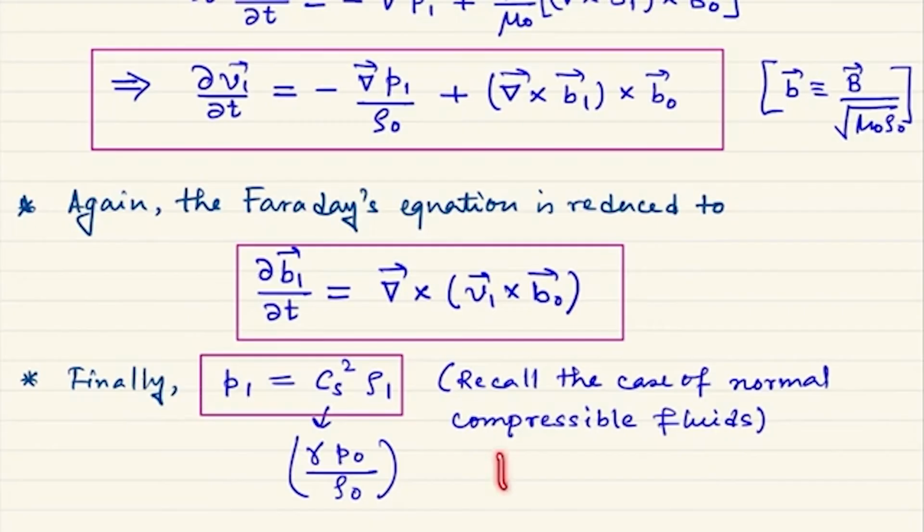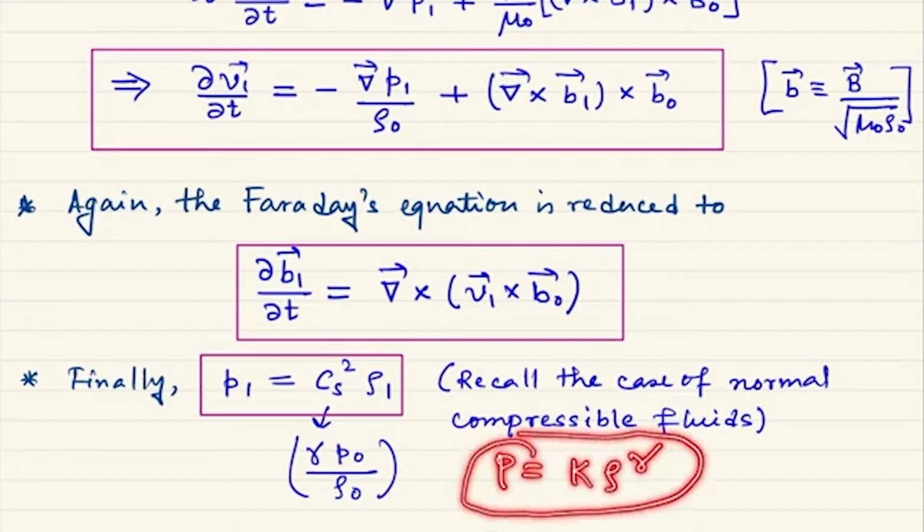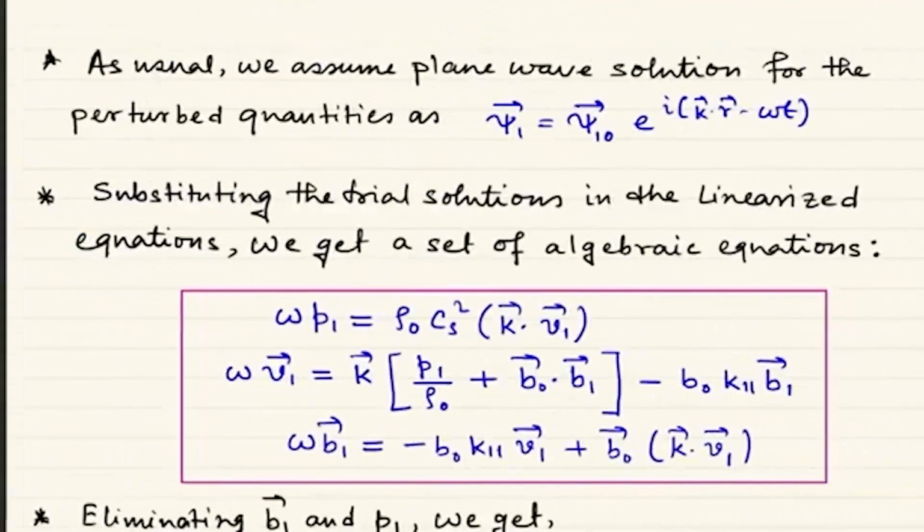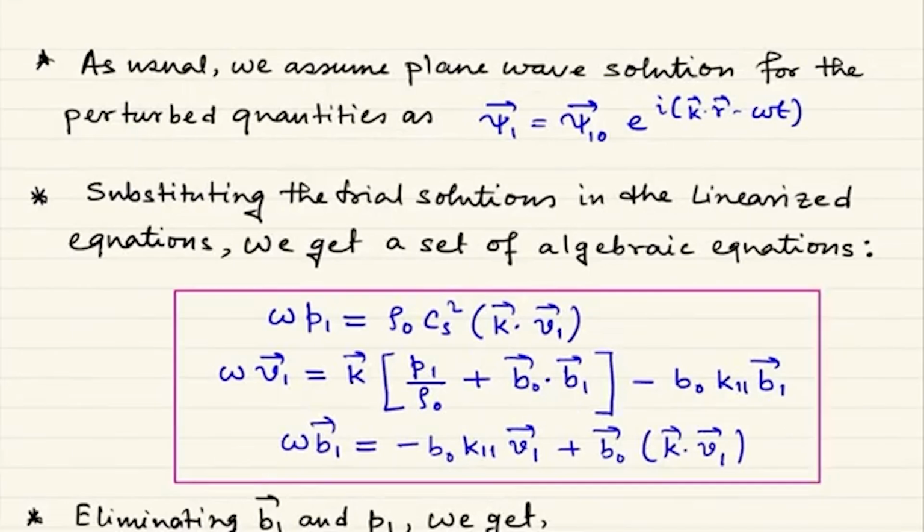Polytropic fluid means P is equal to K rho to the gamma, but when we are talking in terms of the first order perturbations, if you recall what we did for the ordinary hydrodynamic fluid, even if the equation is polytropic, there will always be a proportionality relation between the first order perturbation in pressure and the first order perturbation in density, and the proportionality constant is nothing but the equilibrium sound speed squared, gamma p by rho 0. So we are done. We have the 4 equations which we need.